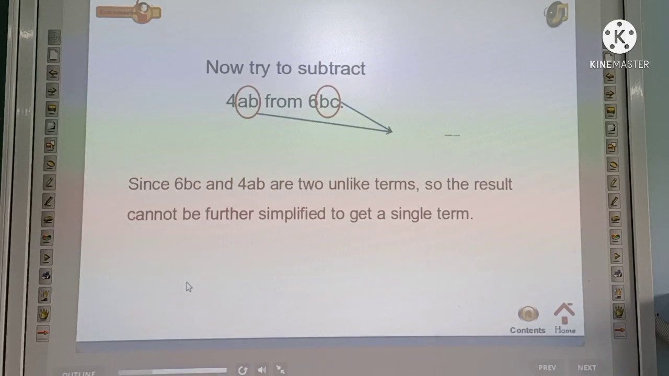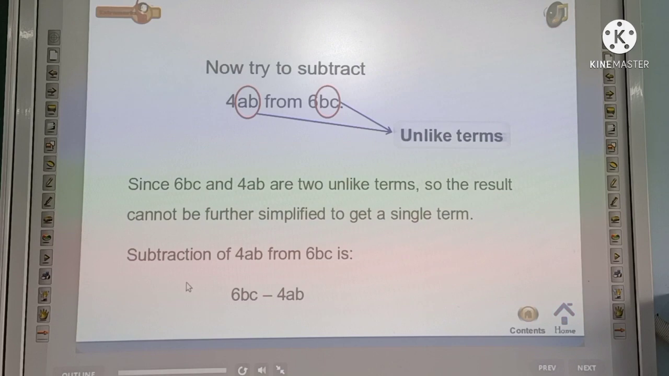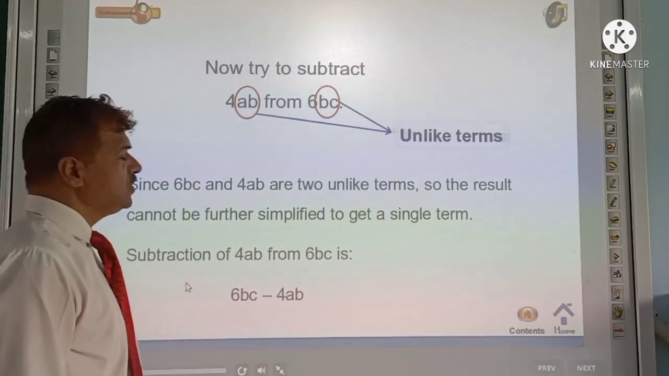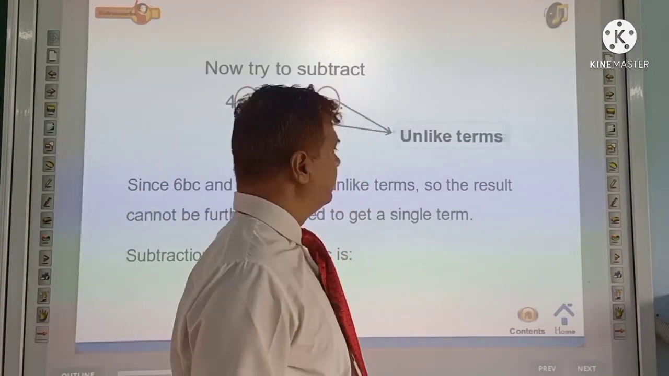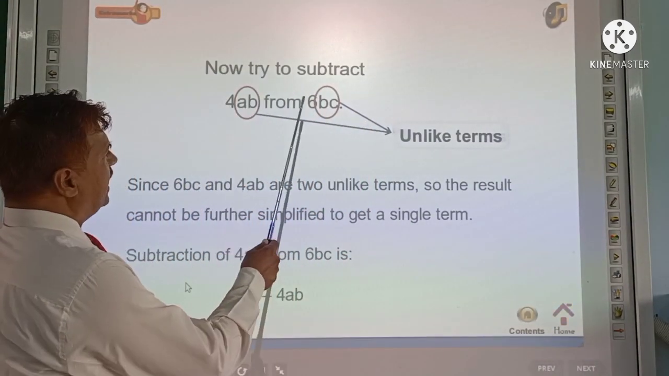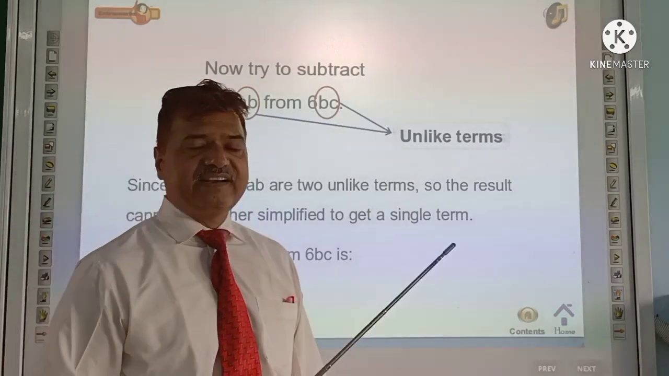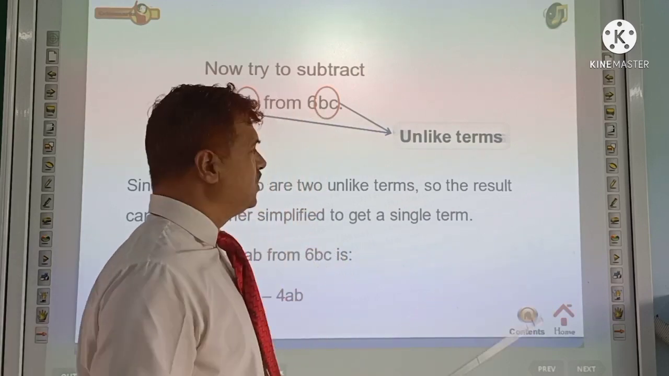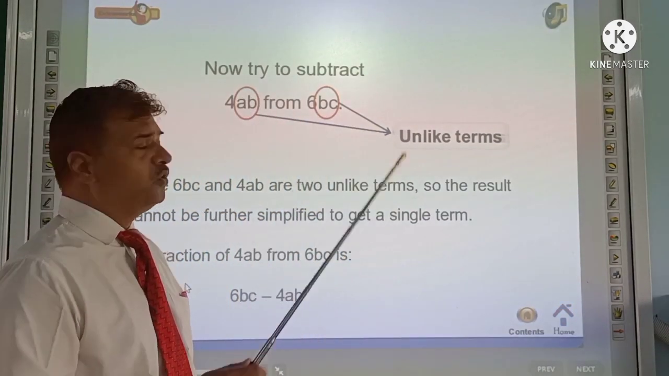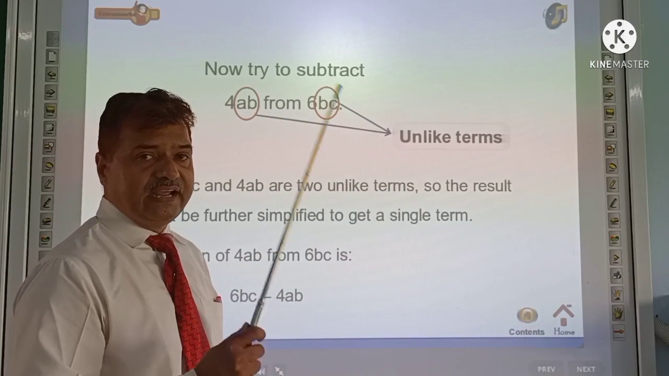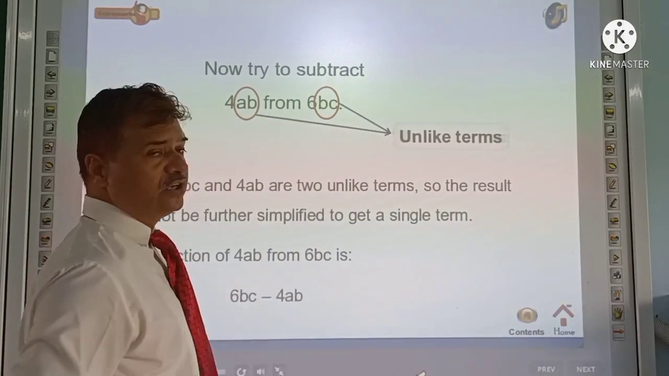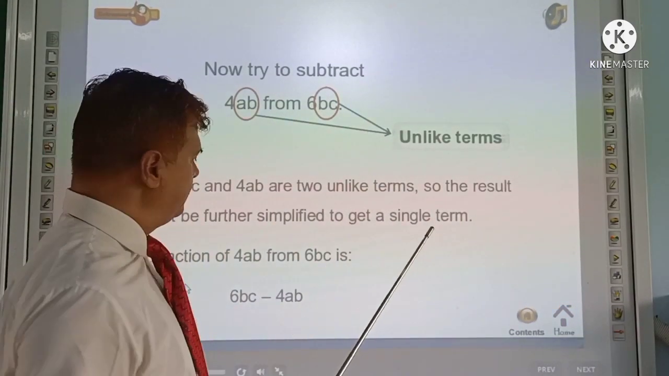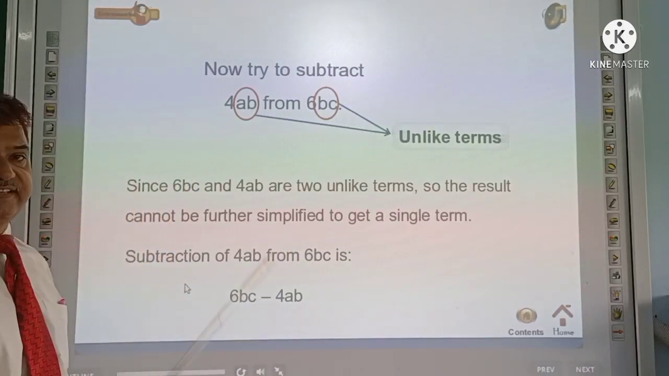Here, we observe that the variables are different, so we cannot subtract these two terms to make a single term. Students, similarly, in this 4AB and 6BC, literal part is different. So we can say these are unlike terms. So we are unable to subtract these two terms. If you want to subtract, then we put directly minus sign. Okay?